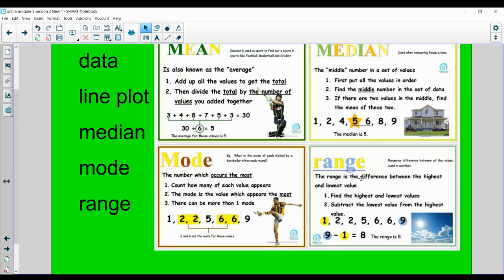And then range, once again, is the difference between the highest and lowest value. And remember, that highest value, we call it the maximum. And then the lowest value would be called the minimum. So the difference between them. So once again, on this number set, we've got 9 and we have 1. And so the difference between them would be 9 minus 1. There's 8. That is the range of your numbers.